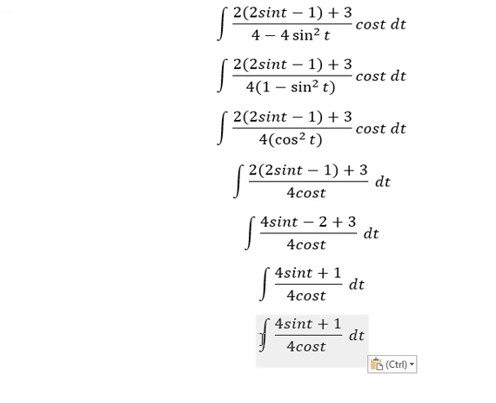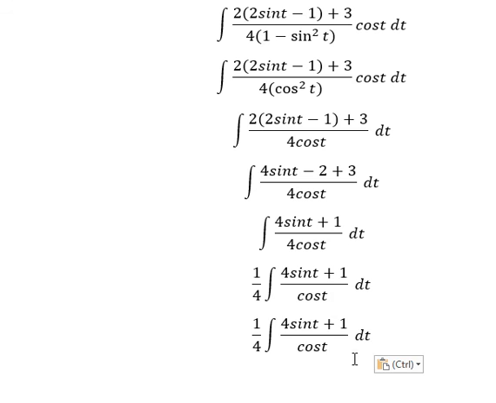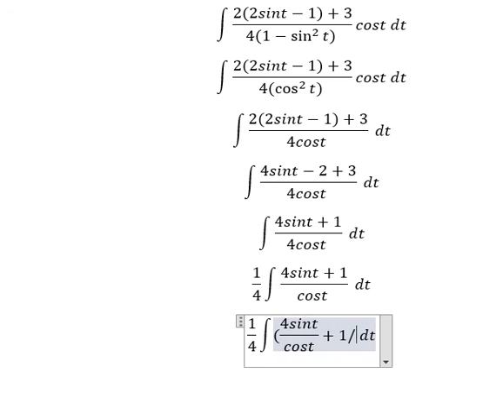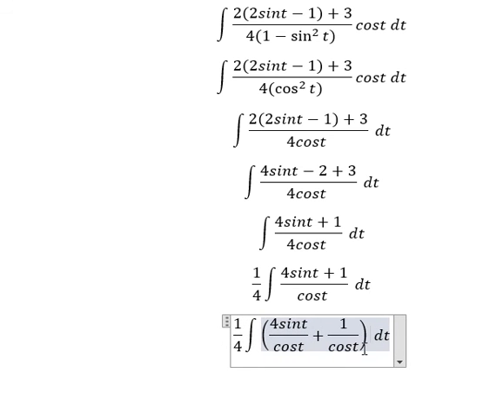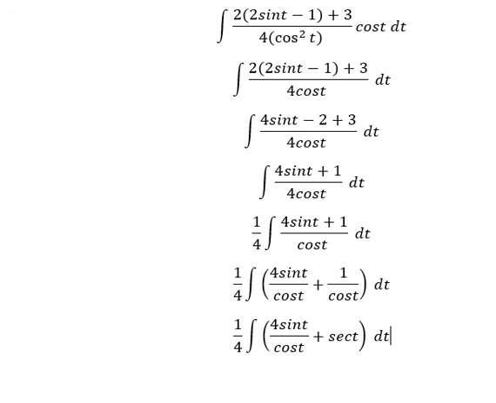So number 4 I will put outside. So this one we have 4 sine t over cosine t plus 1 over cosine t. This one we have secant of t. And now we have the final answer.